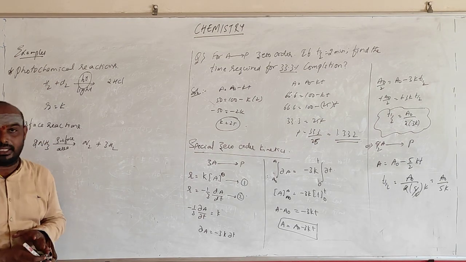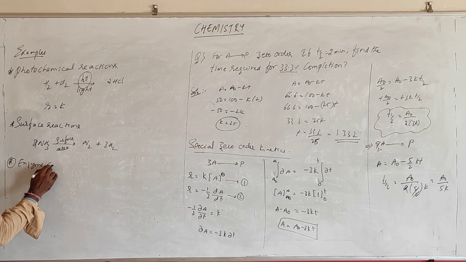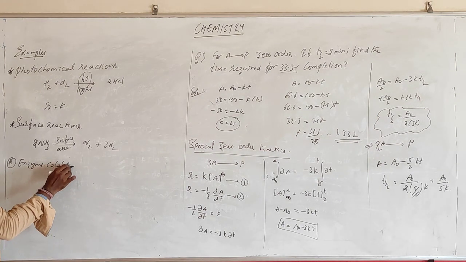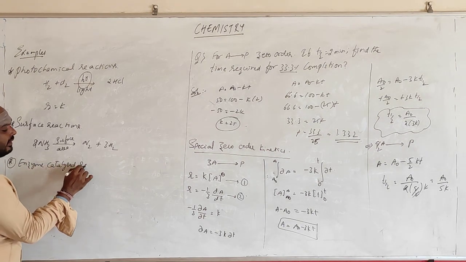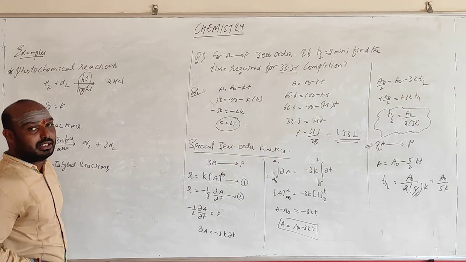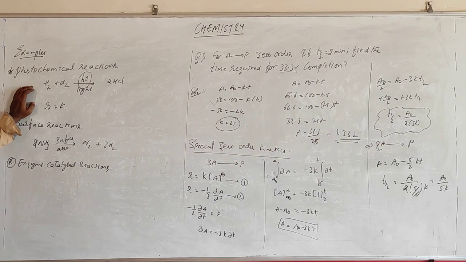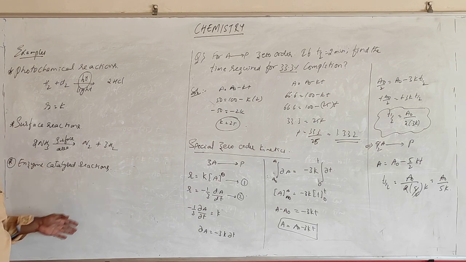So combustion reactions, surface reactions, and reactions like enzyme catalyzed reactions are what come under zero order kinetics. These include all photochemical reactions, reactions which occur only in the presence of light, and any reaction which occurs on the surface of the catalyst. They depend upon the surface area of the catalyst.